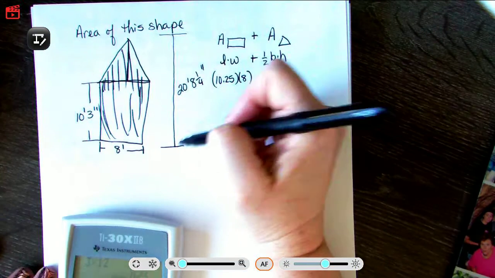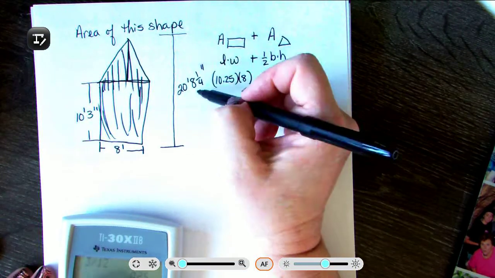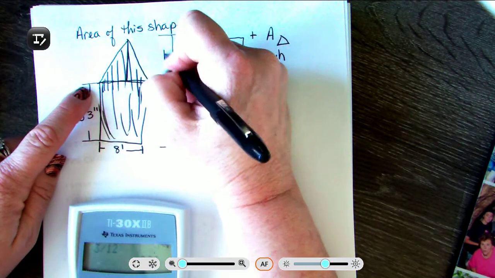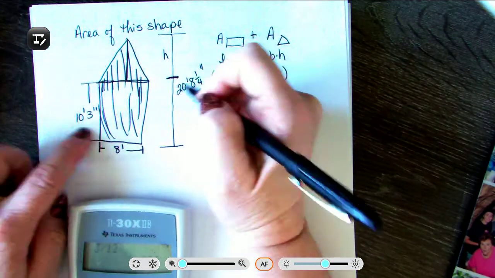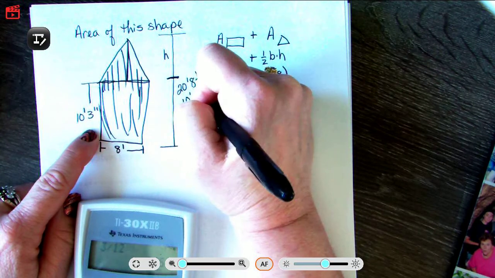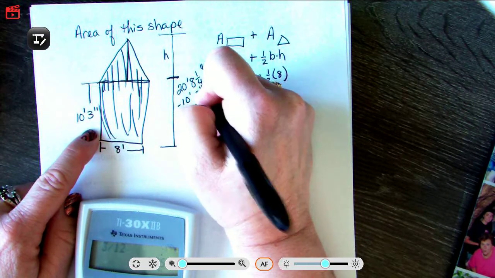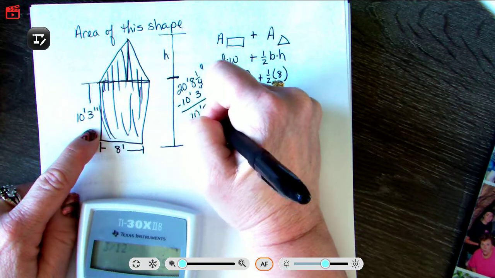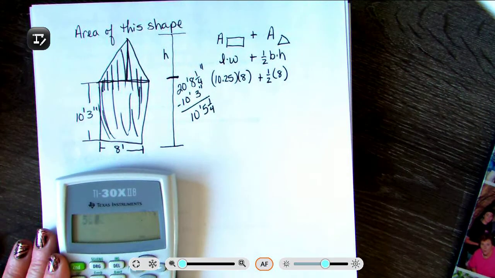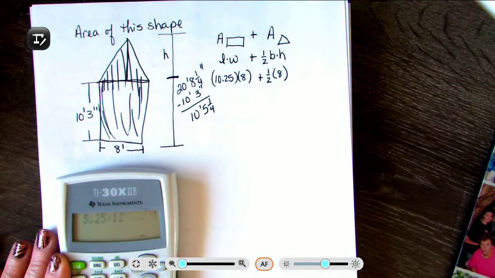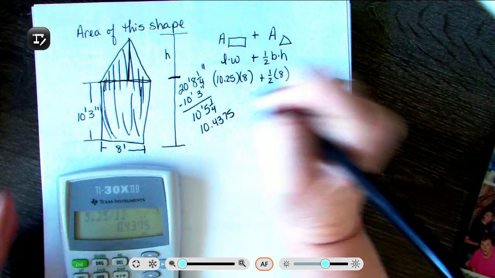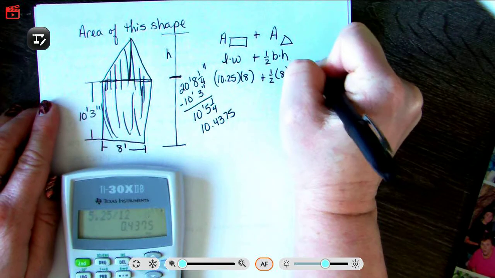And I need the height of my triangle. Now the height of the triangle is not this full 20 feet. It's going to be the 20 minus that part. So here's the height of the triangle. So I need to take my 20 feet 8 1/4 and subtract off my 10 feet 3, which gives me 10 feet 5 1/4. So I'm going to take 5 1/4, so 5.25, divide that by 12, and that gives me 10.4375, and that's going to go in here.